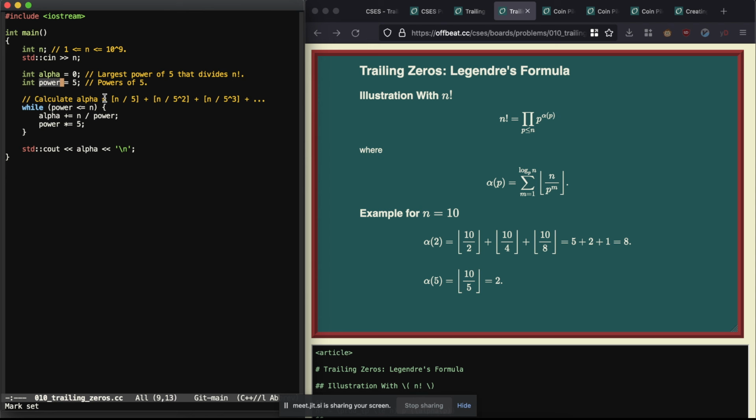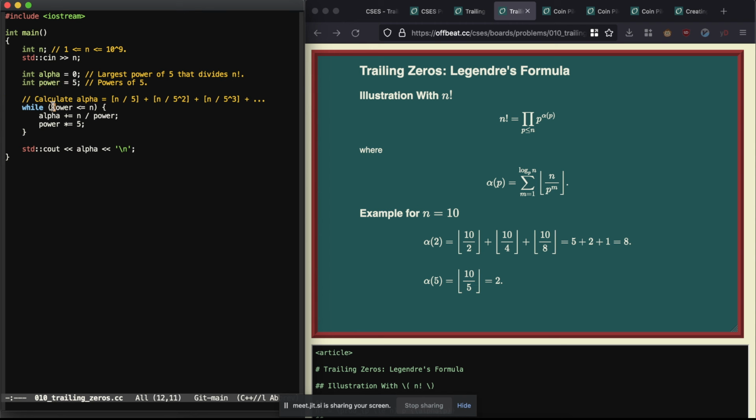So we want to calculate alpha like this: floor of n by 5, n by 25, n by 125, and so on, and add them all up. In this case, I'm using the square bracket as the floor symbol, and as long as this power is less than or equal to n, we continue. Okay, I got it now. Right now it is 5, but I'll make it 5 square in the next iteration, and then 5 cube, then 5 to the power 4.